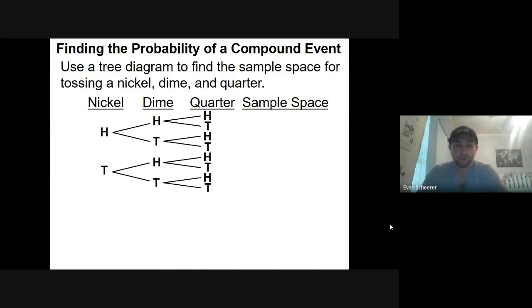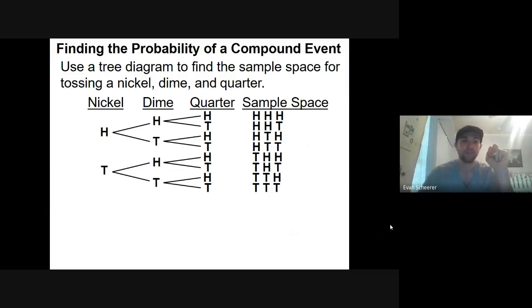So how many total sample space is there? There's 8. You could flip heads, heads, heads; heads, heads, tails; heads, tails, heads; heads, tails, tails; tails, heads, heads; tails, heads, tails; tails, tails, heads; tails, tails, tails. I know that's hard to see, but follow the line. Start with the H on the left and then move over to the next H or to the next T, and then move over to get your answers.